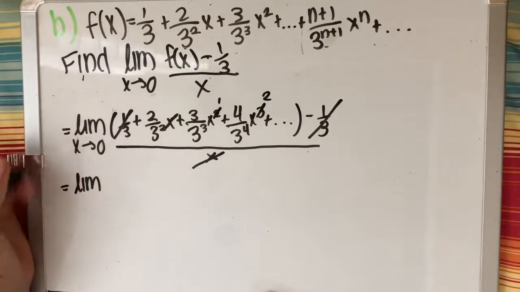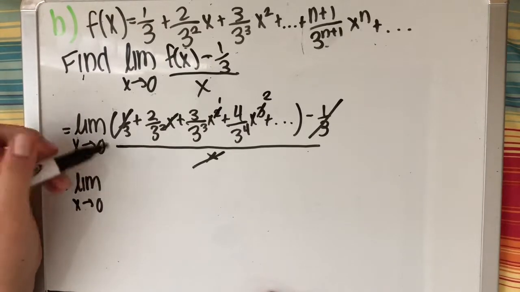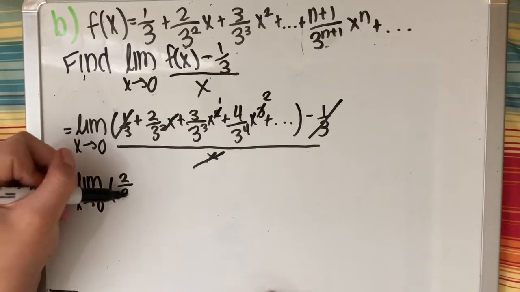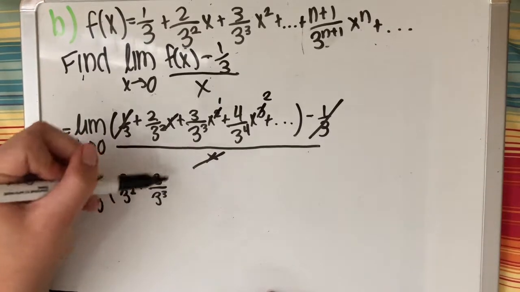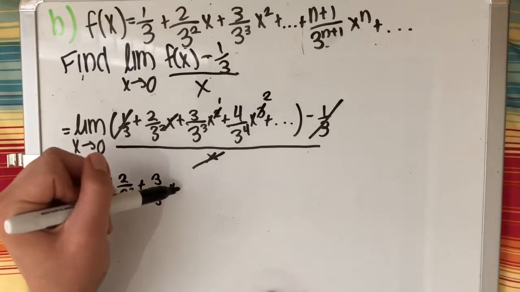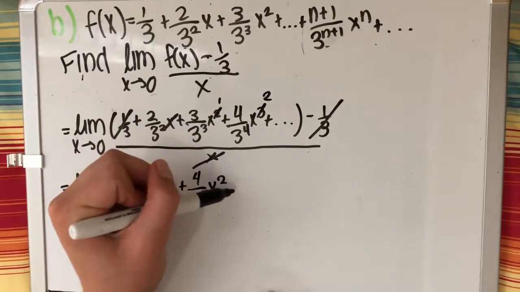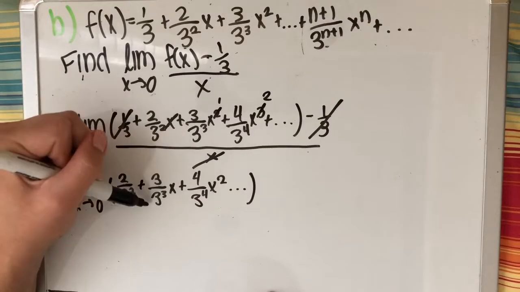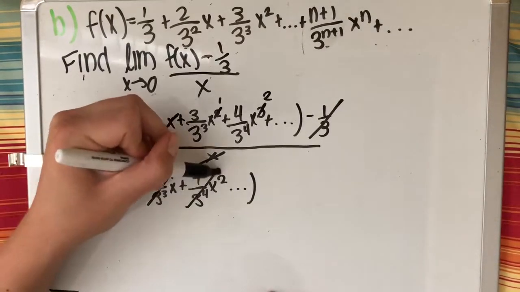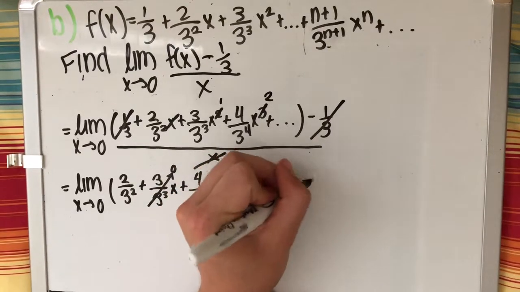Now we're going to have the limit as x approaches 0 of 2 over 3 squared plus 3 over 3 cubed times x plus 4 over 3 to the 4th times x squared, dot, dot, dot. Then all of the terms with x are going to go to 0, so then we're just left with 2 divided by 3 squared, which is the same as 2/9.